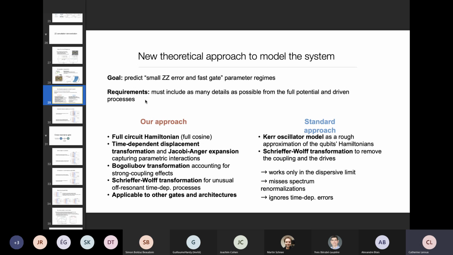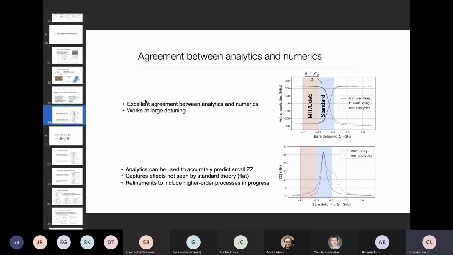We did a Bogoliubov transformation to account for strong coupling effects, since here we want to work with strong coupling. We also use a time-dependent Fourier transformation to recapture off-resonant processes that normally were not considered, but finally play a big role in renormalizing the ZZ. Our theory could be applied to other gates and architectures. It really differs from the standard approach, where they simply use Kerr-associated models for the qubit and a dispersive transformation, like a Fourier transformation, that works only in the dispersive limit and misses most of the spectral realizations and a lot of time-dependent errors. Anyway, I just wanted to show you the kind of results.